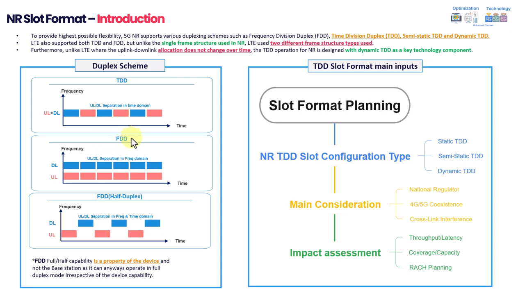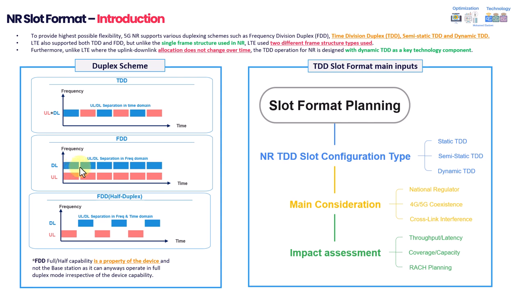For FDD, it's kind of different. As you can see, here we have two different frequencies, and each is being transmitted. So this is only separated in the frequency domain, but they are transmitted at exactly the same time. So here we can say that we don't have a really direct correlation with the slot format planning, so that will be mainly TDD. The last part is about FDD half duplex.